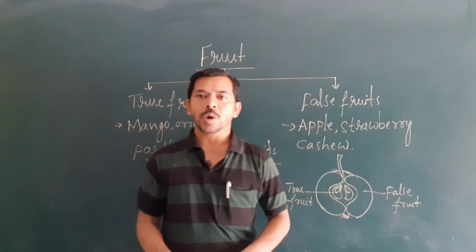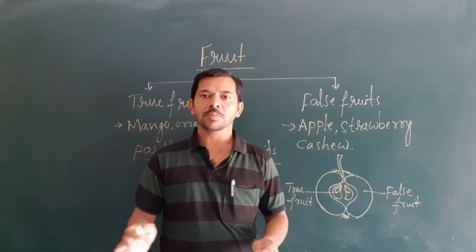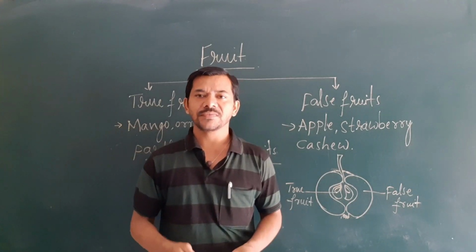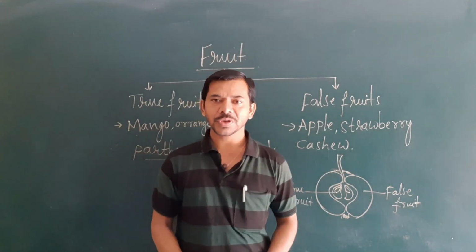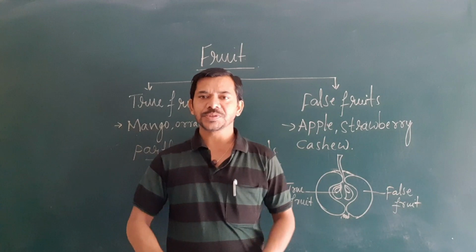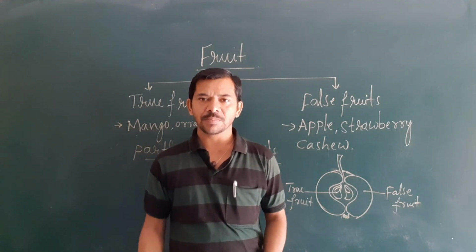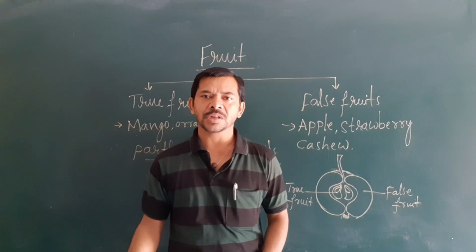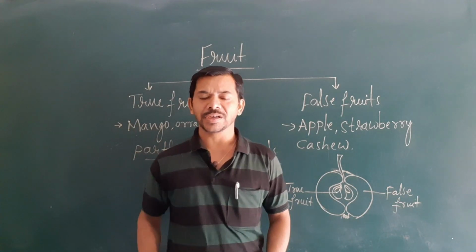Auxin and gibberellins are the most commonly used hormones to produce seedless fruits. Fruits developed without fertilization are called parthenocarpic fruits.